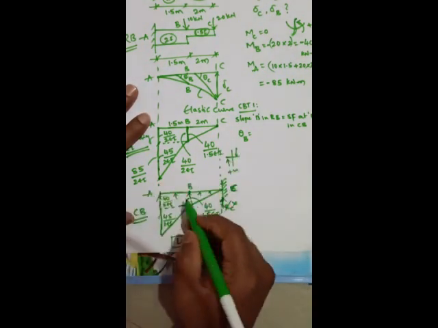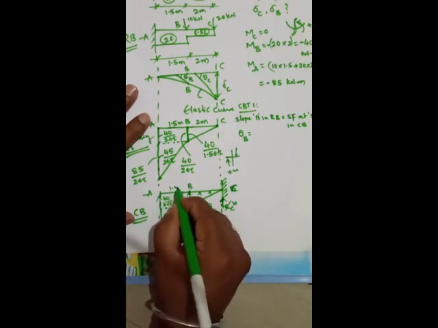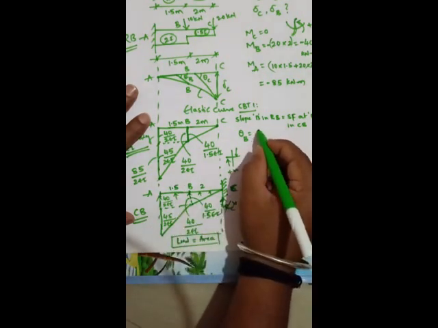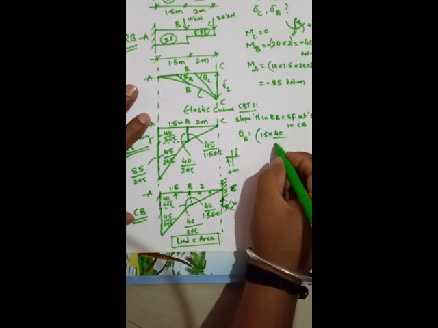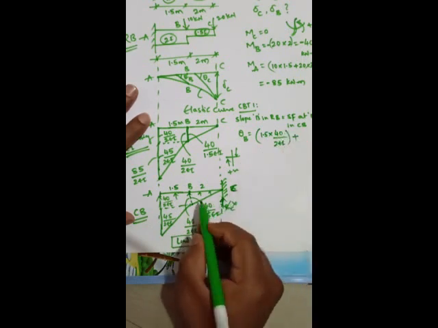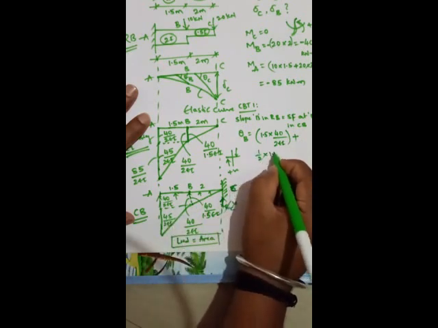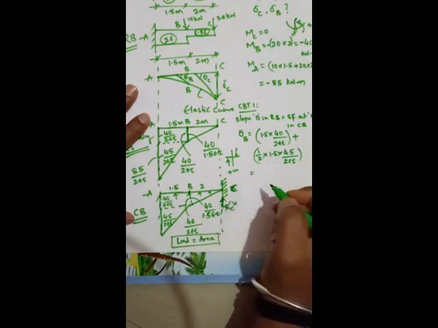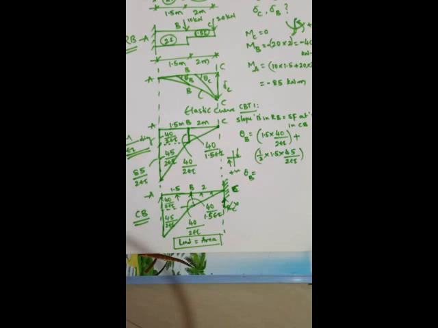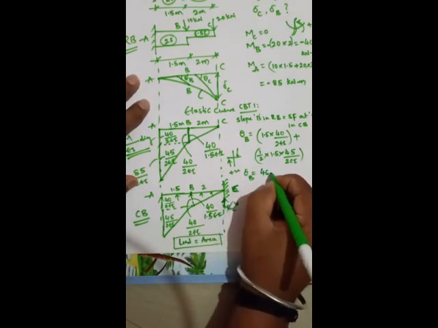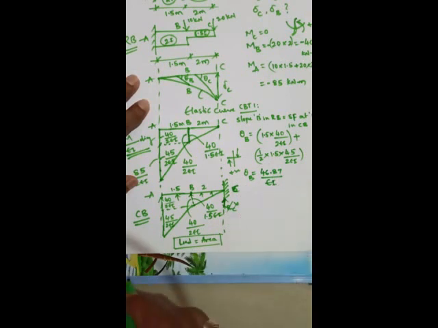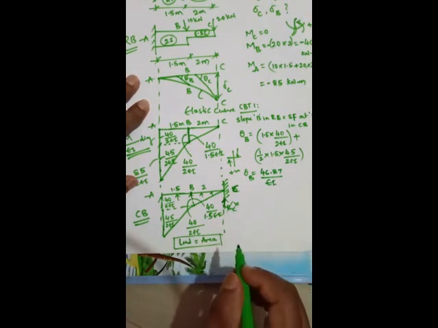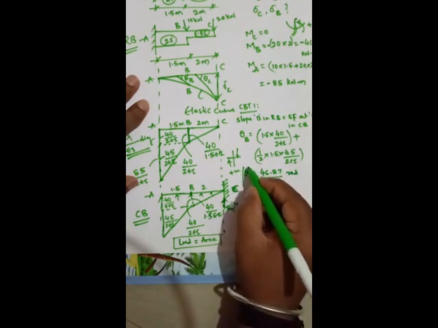So total shear force, the left hand side, this figure and this figure, area of this base is 1.5, this is 2. So area of that rectangle is 1.5 into 40 by 2 EI, plus area of this triangle is half, base is 1.5 and height is 45 by 2 EI. Okay, so simplify this, so you will be getting 46.87 by EI. The unit is radians.